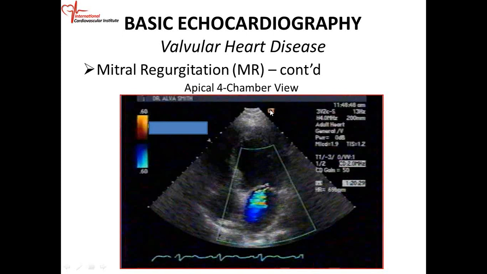Your transducer is right there. So the blood is flowing this way. It's moving away from the transducer. Hence, it's different shades of blue. If it was flowing in the opposite direction, then you get different shades of red.